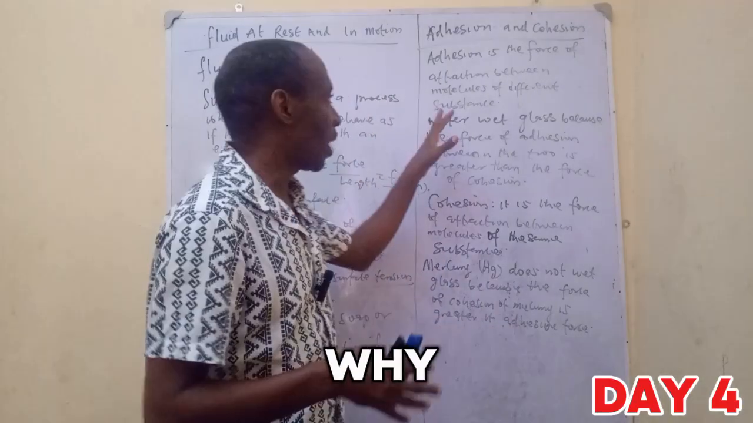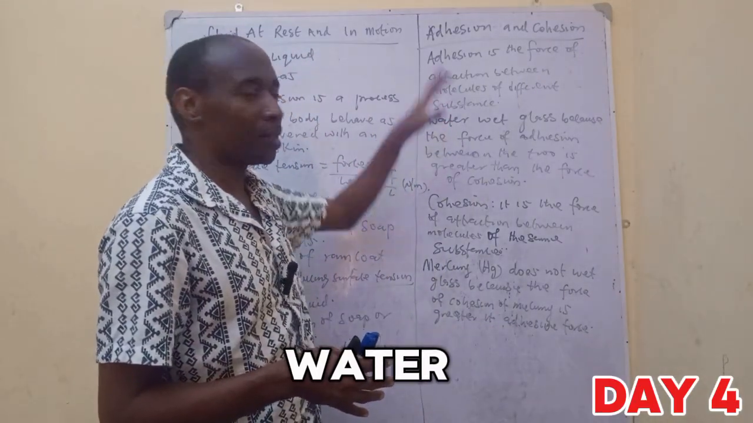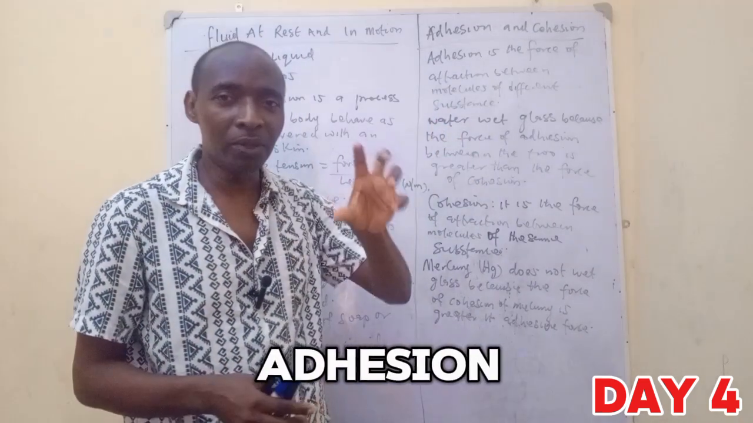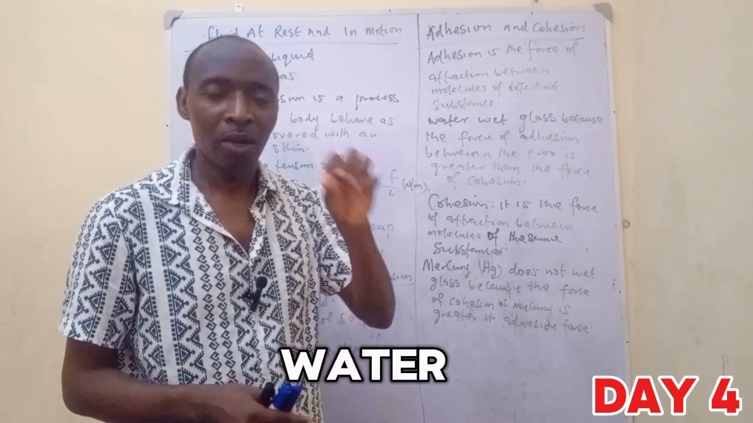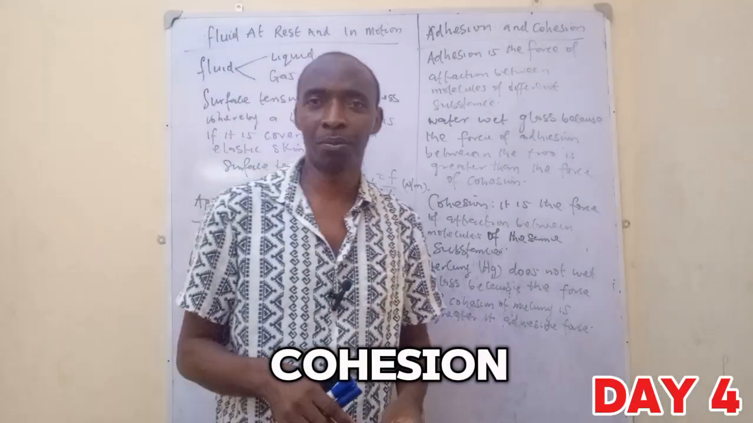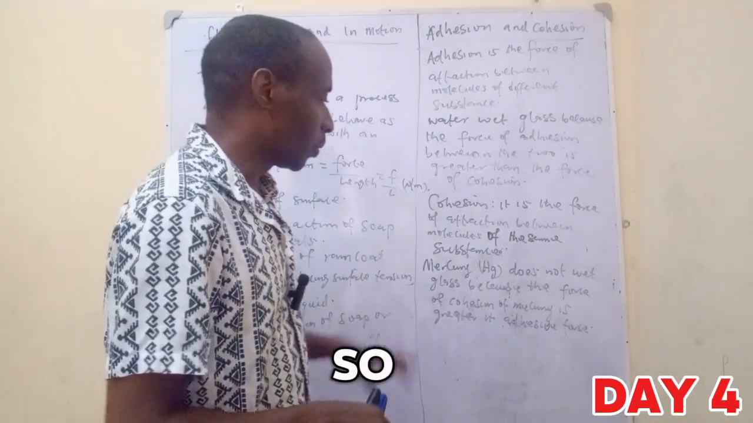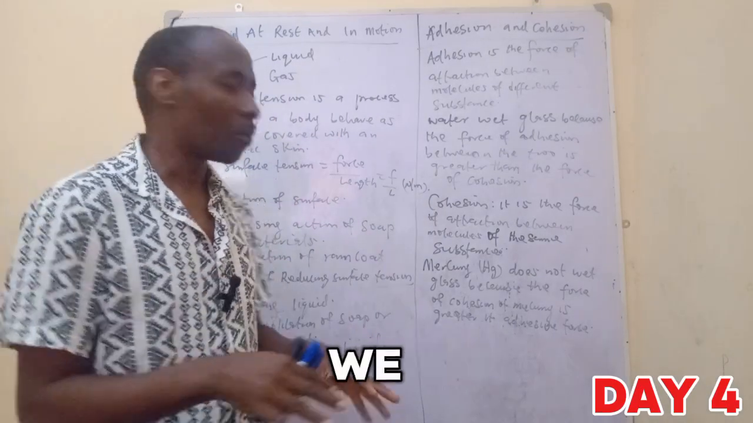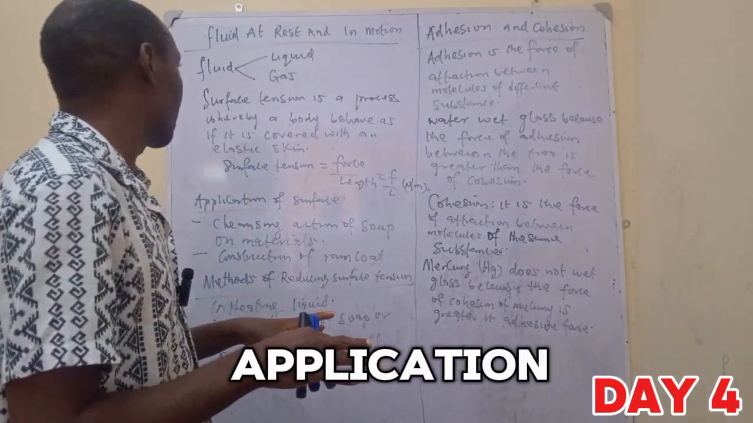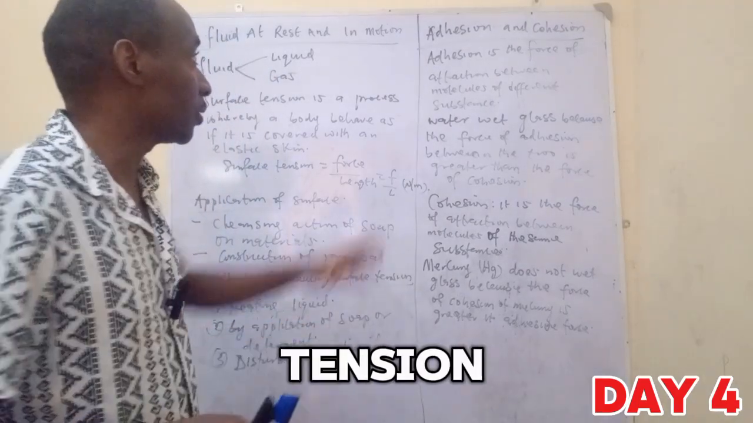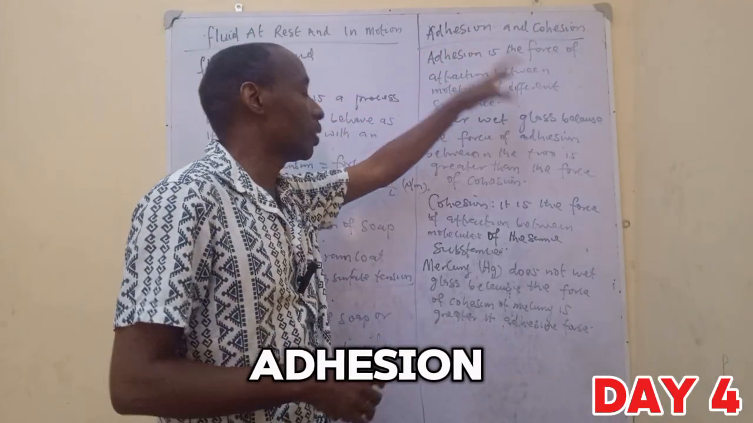So that's the reason why we say water wets glass, because the force of adhesion of water to glass is greater than its force of what? Cohesion. Are we together? So we have talked about surface tension. We have looked at application of surface tension, then method of reducing surface tension. Then we'll look at adhesion.